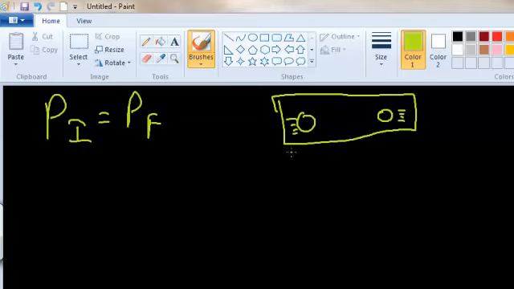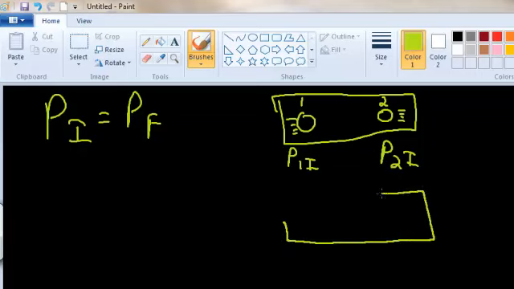The momentum of the first ball initially is P1I, the 1 meaning the first ball here, the I meaning its initial momentum. This ball here being ball 2 is going to be P2I. That is its initial momentum.